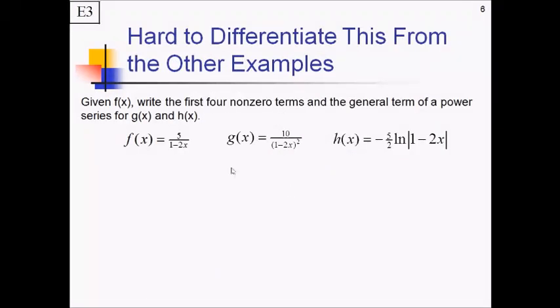For this last problem, we're given this f of x function. Based off of this, we want to write the first 4 non-zero terms and the general term of a power series for g of x and h of x.